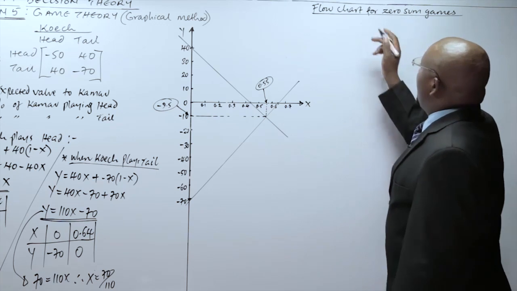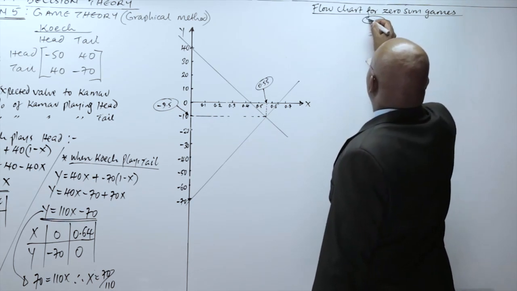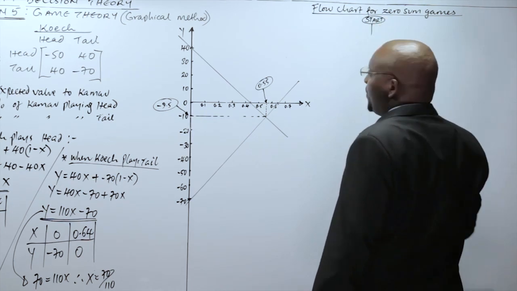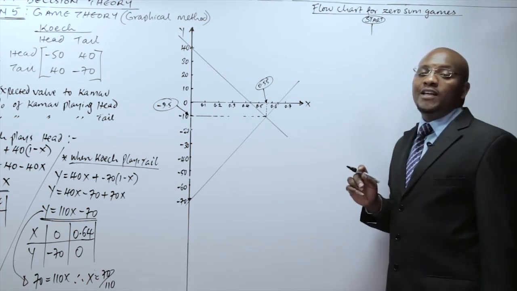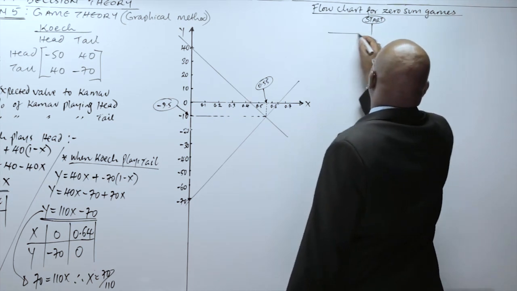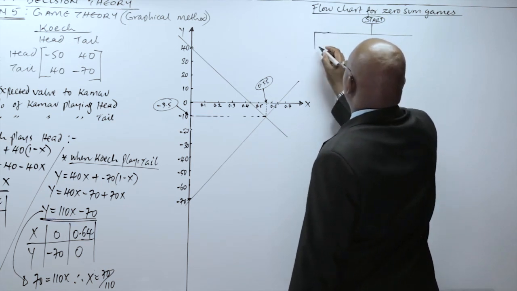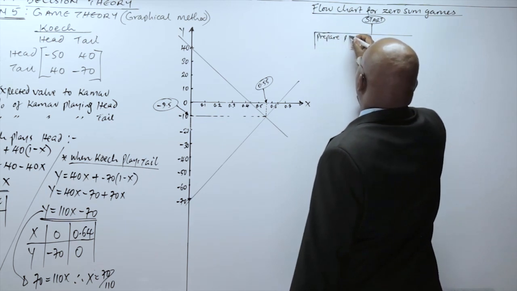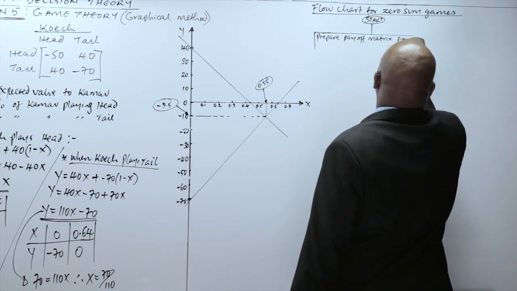Now, the flow chart will begin here with a start. This is a start. Then the first action we did, especially for this Kamau question, was that we prepared the payoff matrix. That is an activity. For an activity we normally use this box. So this is: prepare payoff matrix for the game.